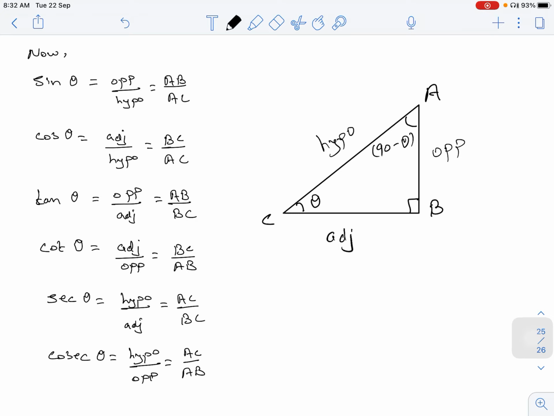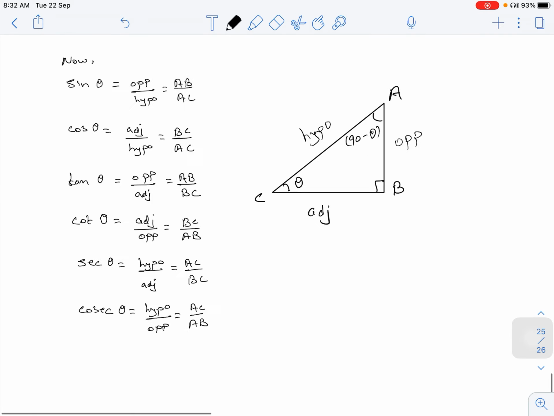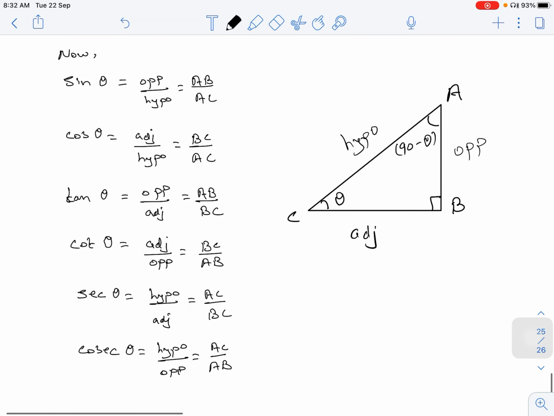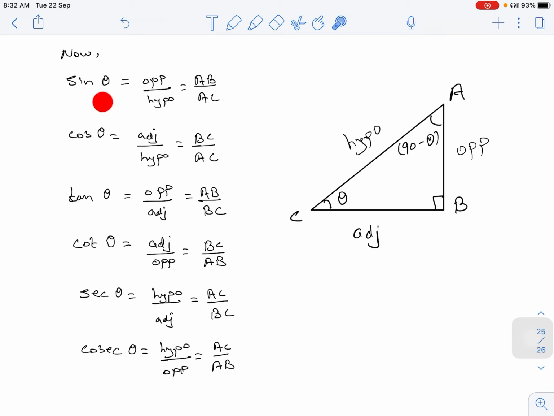Now we have already learned the trigonometric ratios. Sine of theta is opposite upon hypotenuse. Which side is opposite? That is AB, so we have AB upon AC. Then cos theta is adjacent upon hypotenuse, so we have BC upon AC. Then tan theta is opposite upon adjacent, so that is AB upon BC.